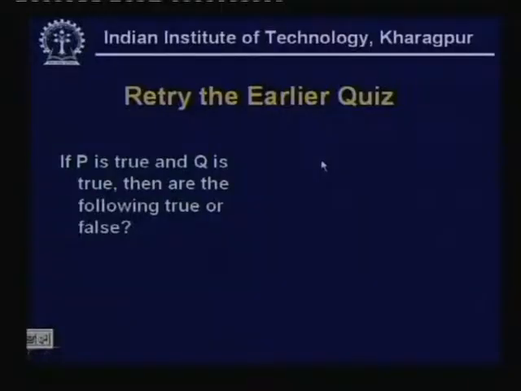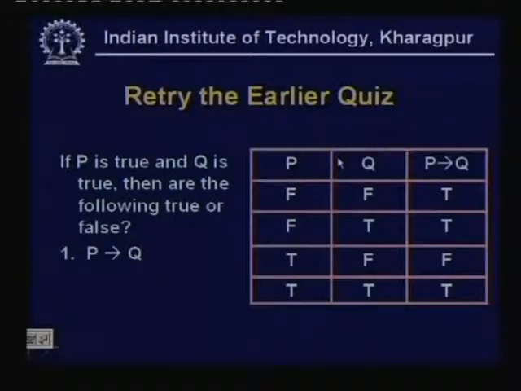The next thing that we can now do is retry the earlier quiz. What was given here is, if P is true and Q is true, then are the following true or false? First thing that was given was P implies Q. Is it true or false if P is true and Q is true? Now, we have got a formal method at our disposal. So, let us make a truth table for that. We see that P and Q, and P implies Q, if we make this truth table, we will find that if P is true and Q is true, P implies Q is true, right.